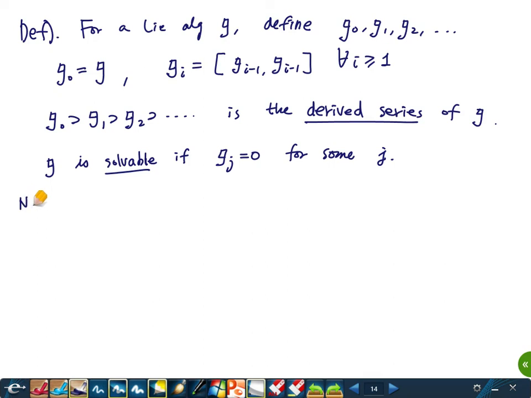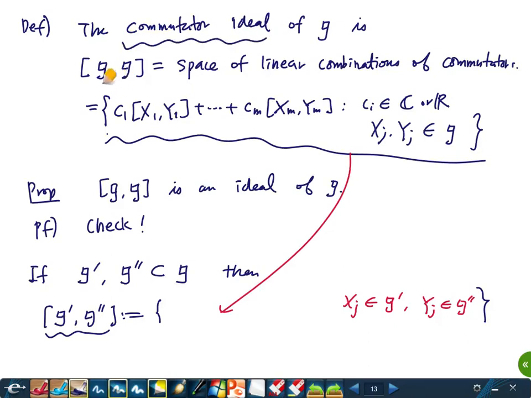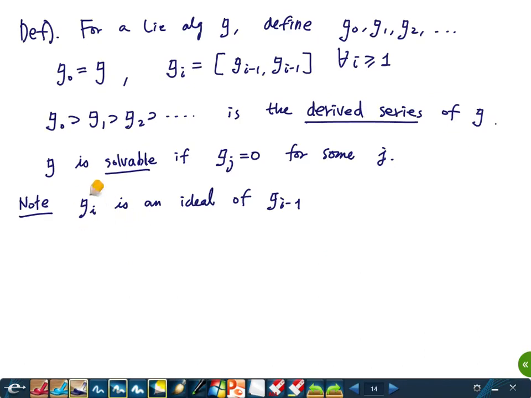Okay, here, note that I just defined this, but this is an ideal of G_{i-1}. If we define it in this way, just like the commutator subalgebra, it is an ideal of that. Commutator ideal. So just like [G, G] is an ideal of G, this is going to be an ideal of this, because that's how it's defined. But G_i may not be an ideal of the whole Lie algebra.